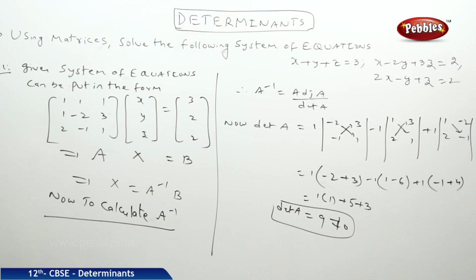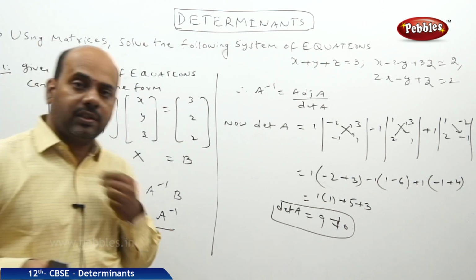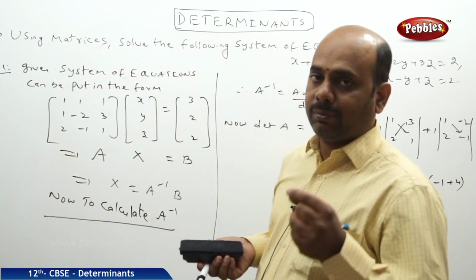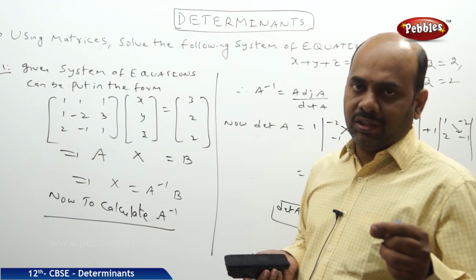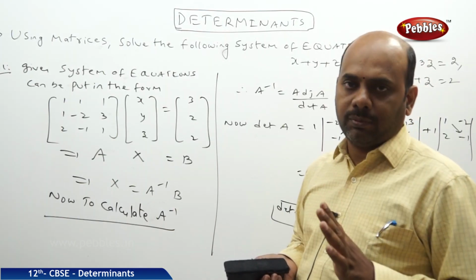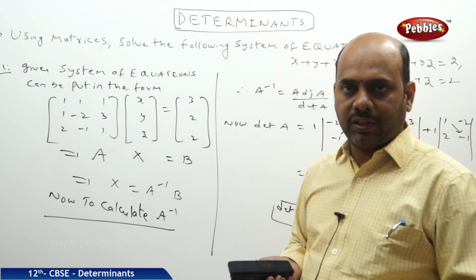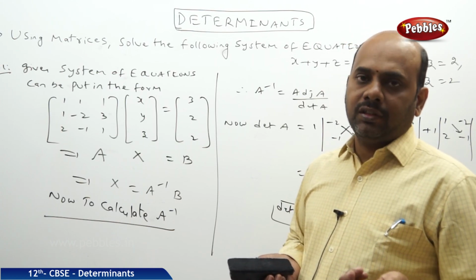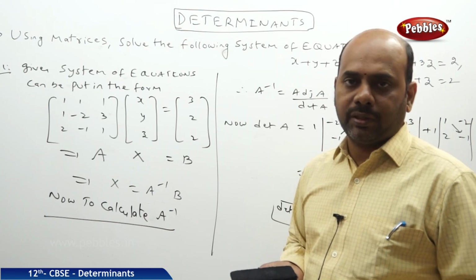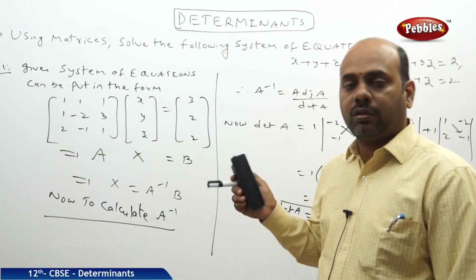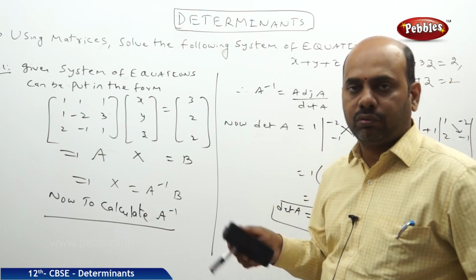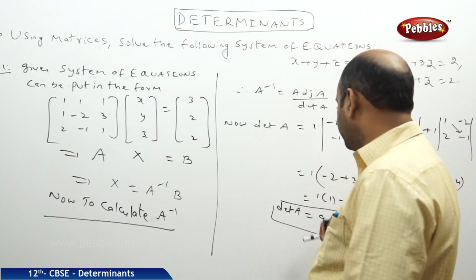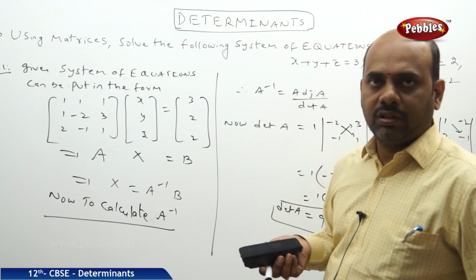Now we shall try to calculate our adjoint A. And I said earlier, what do you mean by an adjoint A? Adjoint A is the matrix obtained by transposing the respective cofactor matrix. Cofactor matrix means what again? It is a matrix obtained by finding the cofactors of the respective elements. Those things we have discussed, and we have done 2 to 3 problems. So directly here I will be writing out adjoint A.